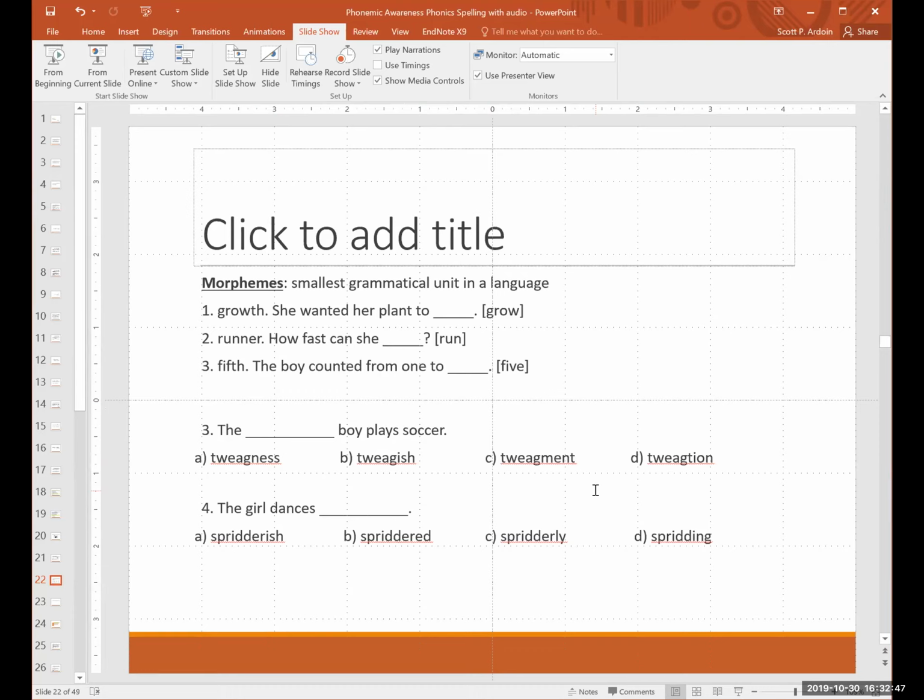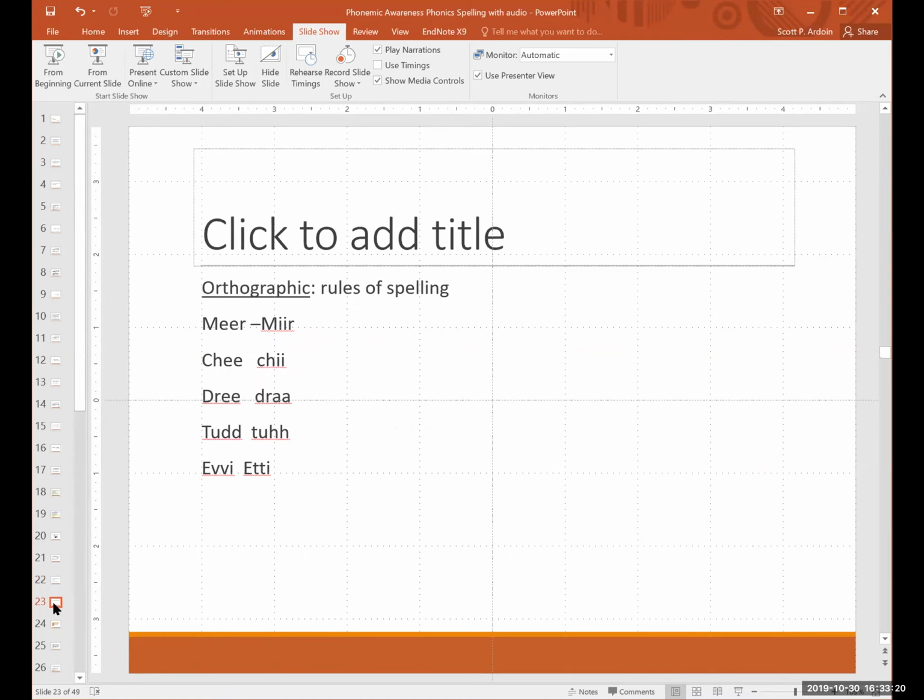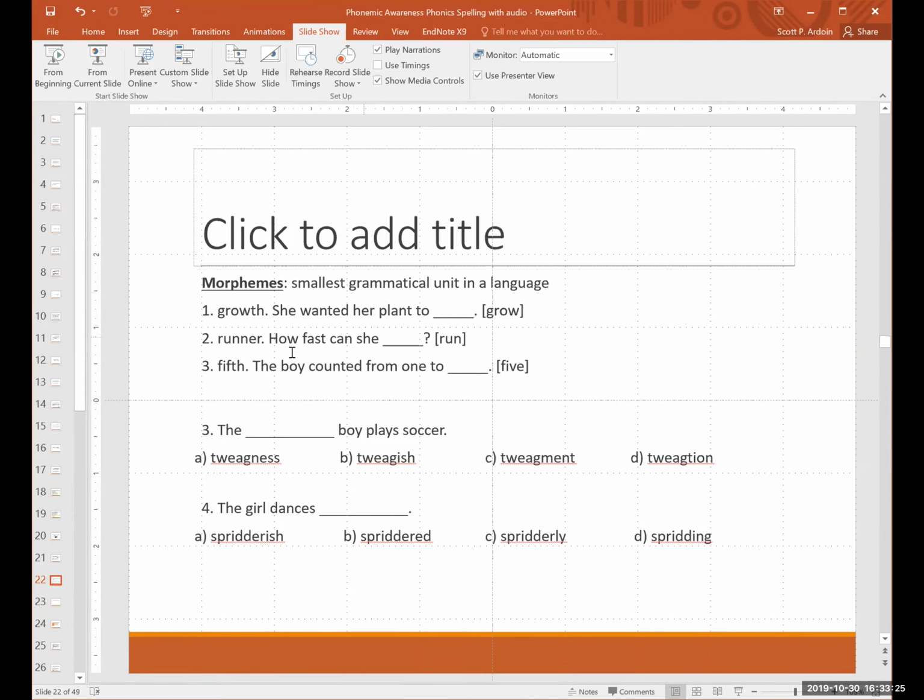The girl dances spitterish, spittered, spitterly, spritting or spriting. I'm not sure what that'd be. So the girl dances spitterly, right? Like, the girl dances wonderfully. By knowing the grammatical units in language, we can see what words might belong in sentences. It also helps us with spelling and with breaking up and reading words, because we know what to expect based upon the context of the sentence and what we've learned through our morphological awareness instruction.